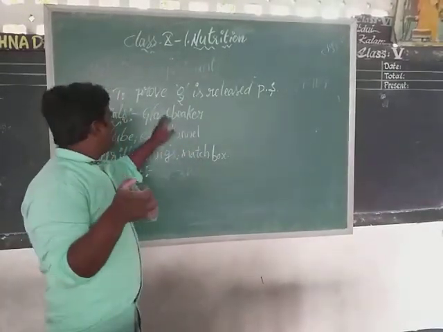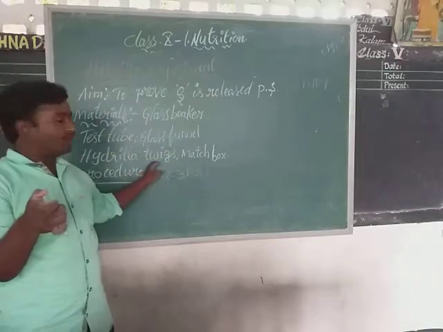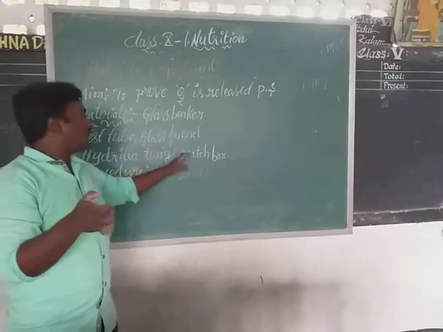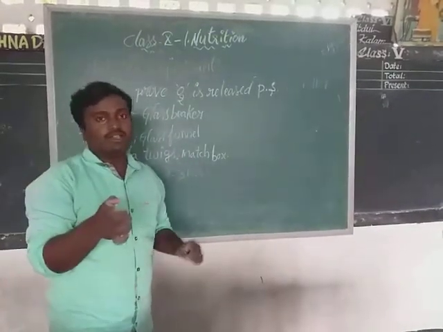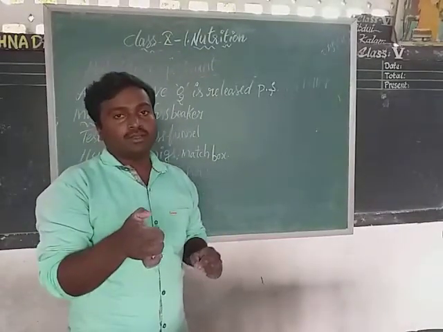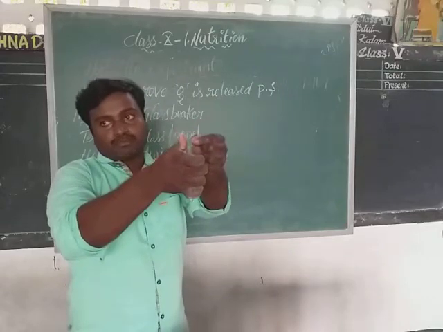Already we have some materials. Which materials? Glass beaker, test tube, glass funnel, Hydrilla twigs. Next, the matchbox. All these materials we use except this matchbox. Now take the matchbox. Remove one matchstick. Light the matchstick. Now place that matchstick at the mouth of the test tube.